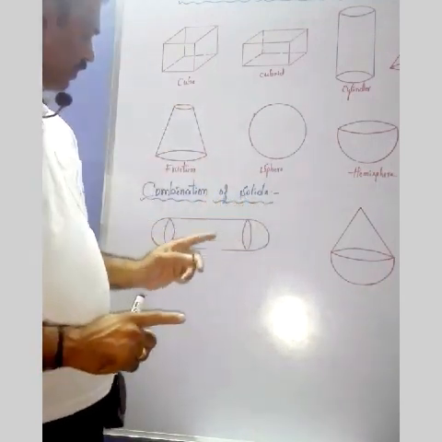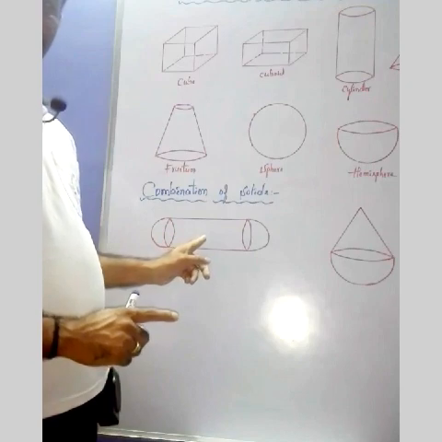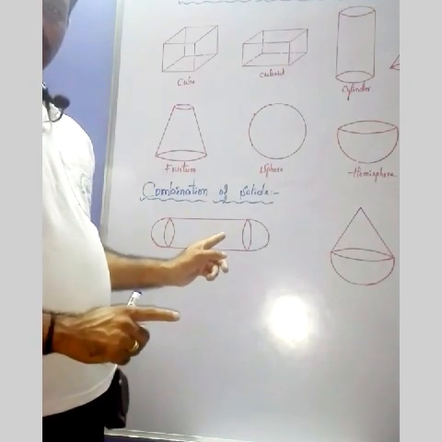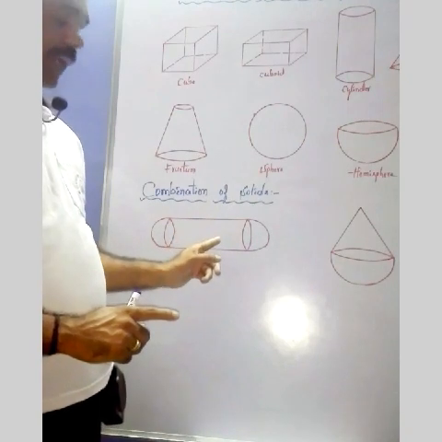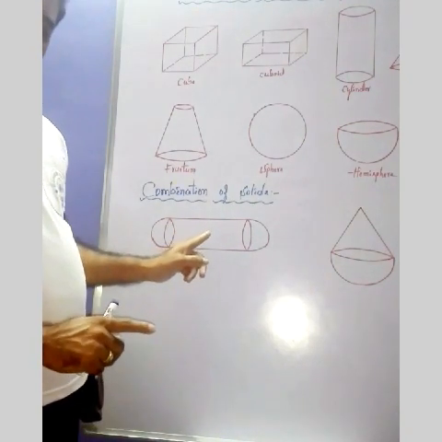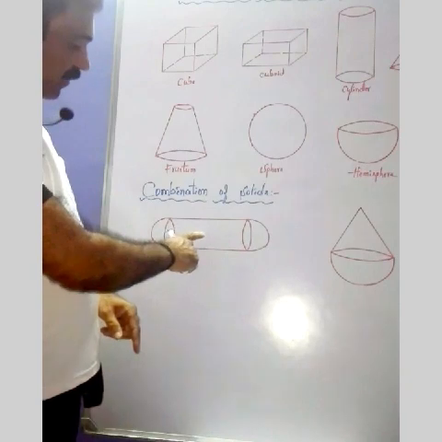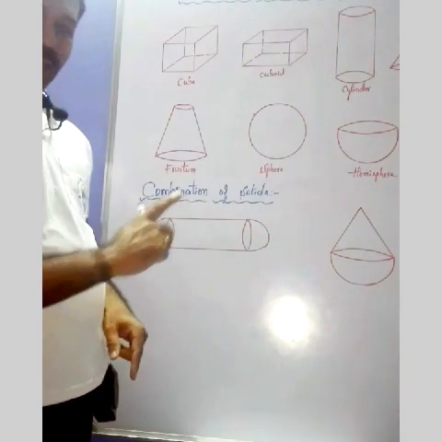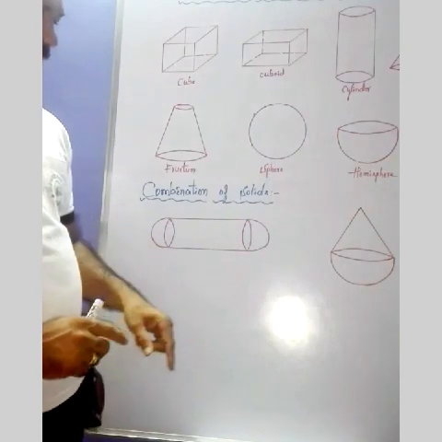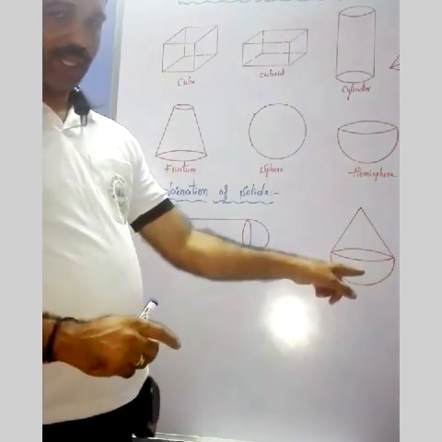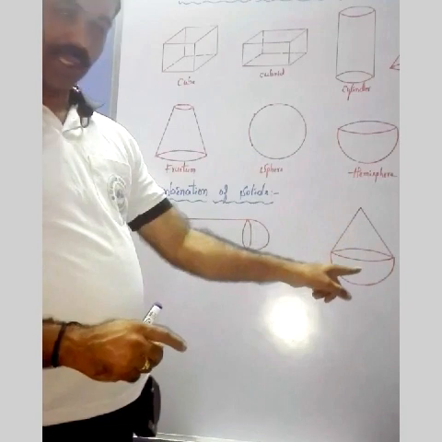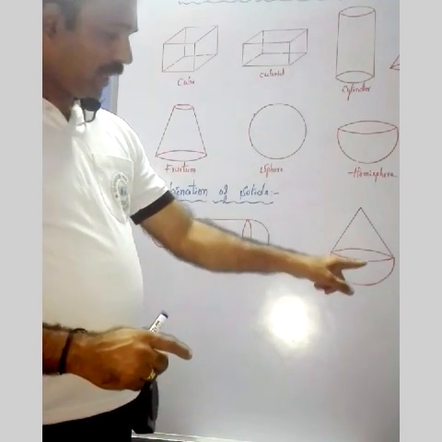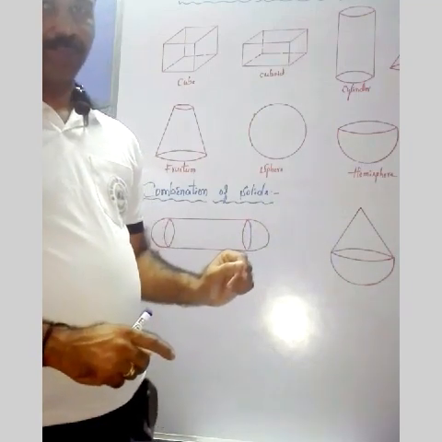Example: see here the container fitted to the truck that helps to carry oil or milk. It is made of the combination of a cylinder and two hemispherical ends. Similarly, another one, a toy. It is also a combination of solids. It is made up of a cone mounted on a hemisphere.